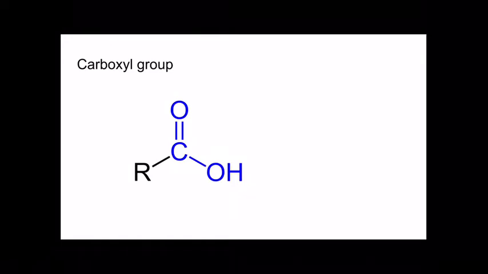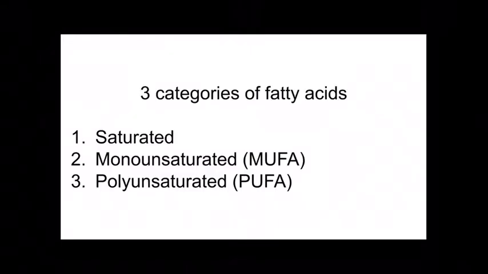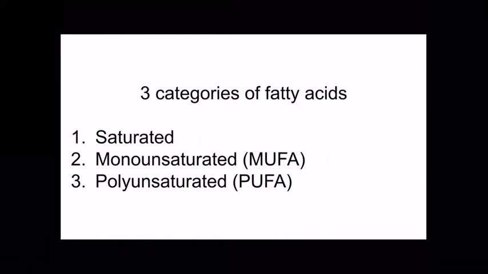So what's in blue here is the carboxyl group, the carbon, 2 oxygens, and hydrogen. And then what they're showing as an R is whatever that carboxyl group is attached to. In an amino acid, that R would be the central carbon of the amino acid. In a fatty acid, the carboxyl group attaches to one end of a chain of carbons. That chain of carbons can look a little different depending on what type of fatty acid it is.